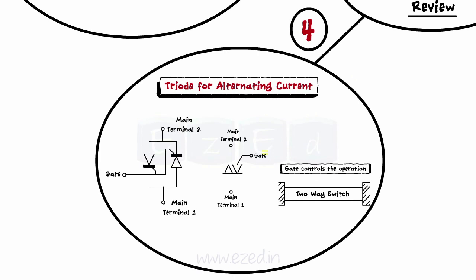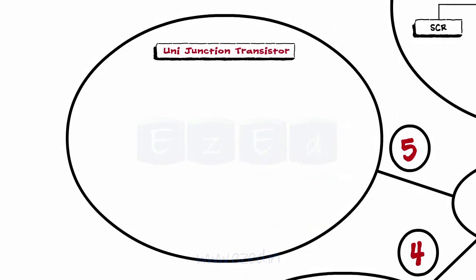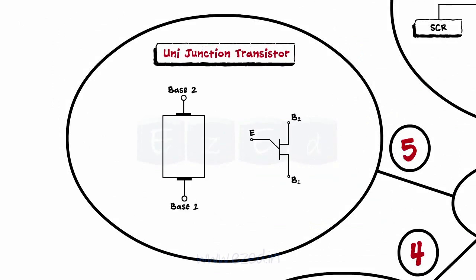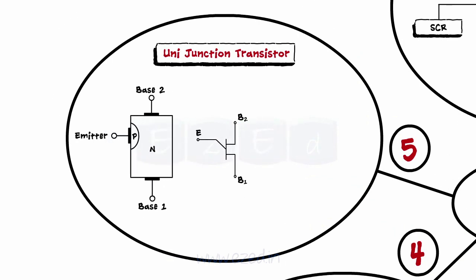Unijunction Transistor is the thyristor having a single PN junction. The emitter terminal acts as a PN junction diode. Thus, when the emitter voltage exceeds the reverse bias voltage of the diode, the UJT turns on and the emitter current flows, exhibiting negative resistance characteristics.